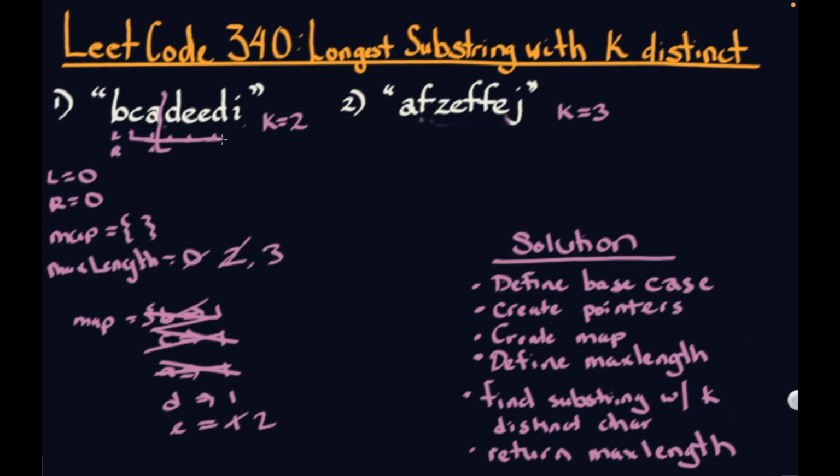And then we go to the right again. And then we see another D. We should just update that to 2. And then the max length we update to 4.